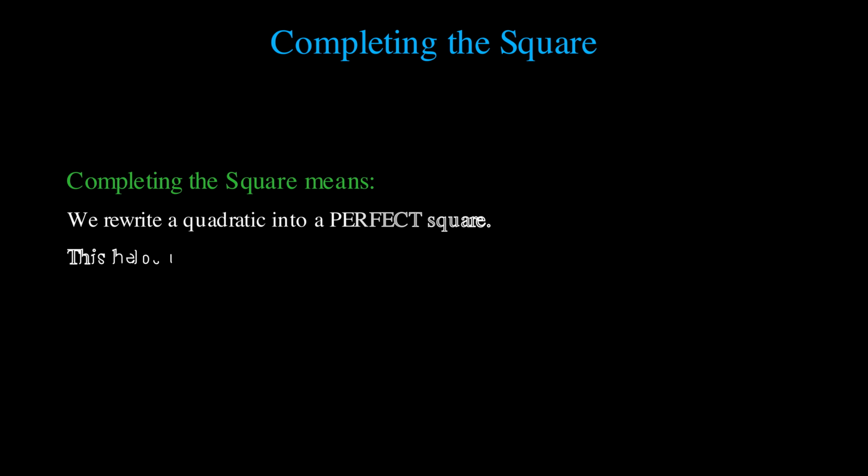Completing the square means we change a quadratic into a perfect square. A perfect square is something that looks like x plus something squared. When we complete the square, solving becomes easier. It also helps us find the vertex of the graph.